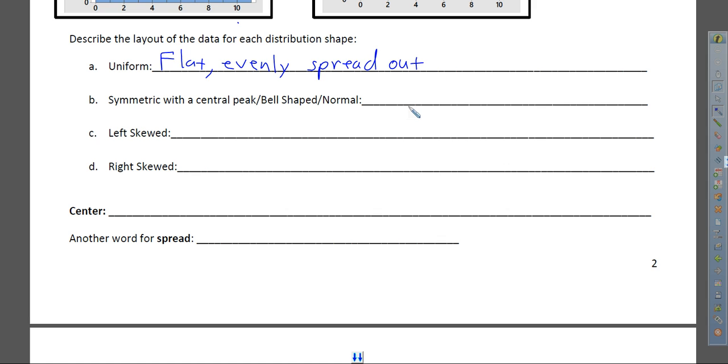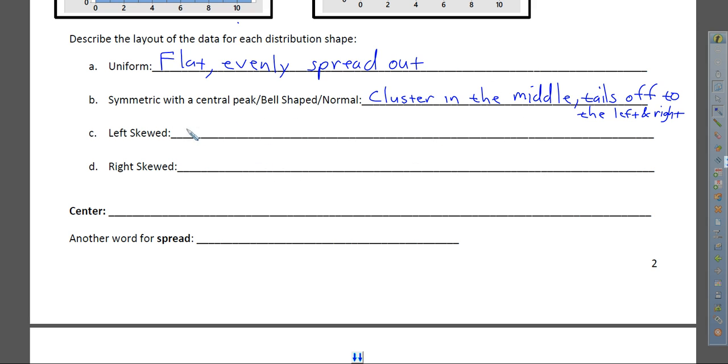Remember, write down things that make sense to you. How would we describe symmetric with a central peak, bell-shaped, or normal? I might say that this has a cluster in the middle. And then I might put it tails off to the left and right. So a cluster in the middle, tails off to the left and right.